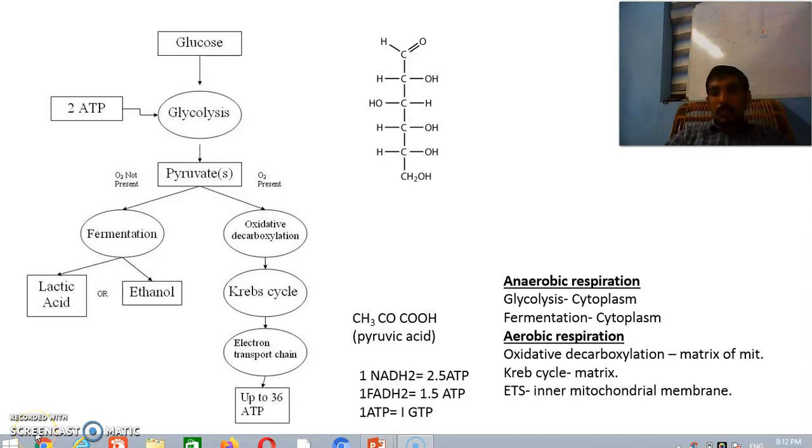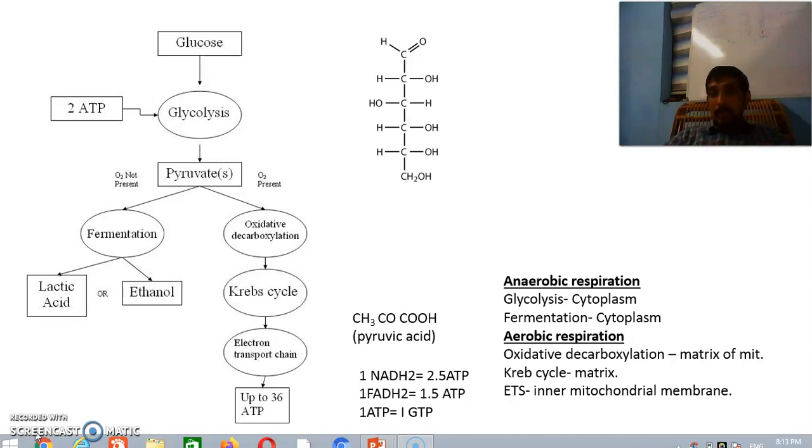In case of oxidative decarboxylation or link reaction, that takes place within the mitochondrial matrix, whereas the third step, Krebs cycle, also takes place within the mitochondrial matrix, whereas the fourth step, electron transport system and oxidative phosphorylation, takes place within the mitochondrial inner membrane of mitochondria.